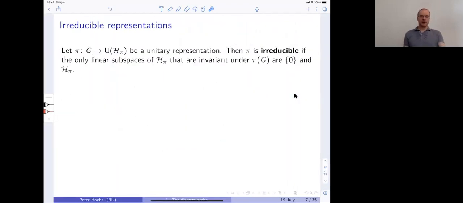Okay. Now, given a representation, it would be useful to decompose it into irreducibles. Ideally, you want a list of smallest building blocks of your unitary representations and then decompose a given representation into those building blocks. When do we call a representation irreducible? It just means it has no non-trivial sub-representations, which means no non-trivial subspaces that are invariant under the group action. So of course, the zero space is invariant under the group action, the whole space is invariant under the group action, and there can be no other invariant subspaces. Then the representation is called irreducible because it doesn't break up into smaller bits.